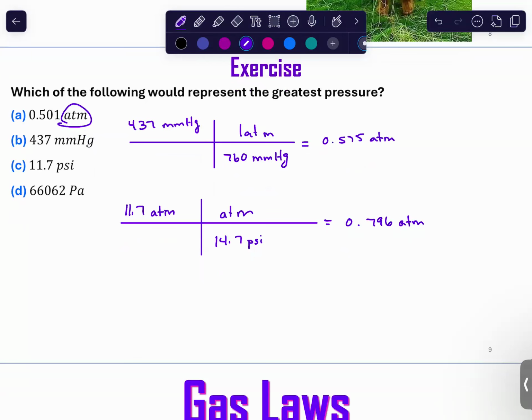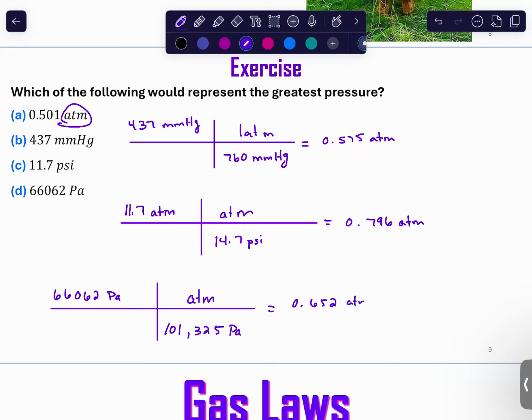And let's look at the pascals. Well, the reason this one is the biggest number, so your eye is drawn there. But remember, you're going to have to divide it by 101,325, which is going to give you 0.652. So it's the second largest, but it's not the largest.